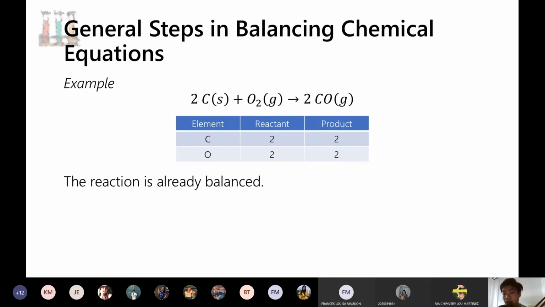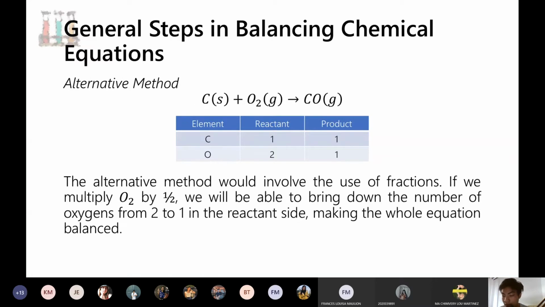Then mapapansin nyo that yung odd numbers nga na atoms, ginagawa nating even numbers. Usually. Kung hindi nyo nanonotice yon, ako sinasabi ko na sa inyo na usually even numbers yung number of atoms dito. Of course, in the lowest term, yung ating coefficients na. Ito yung unang technique na ituturo ko sa inyo.